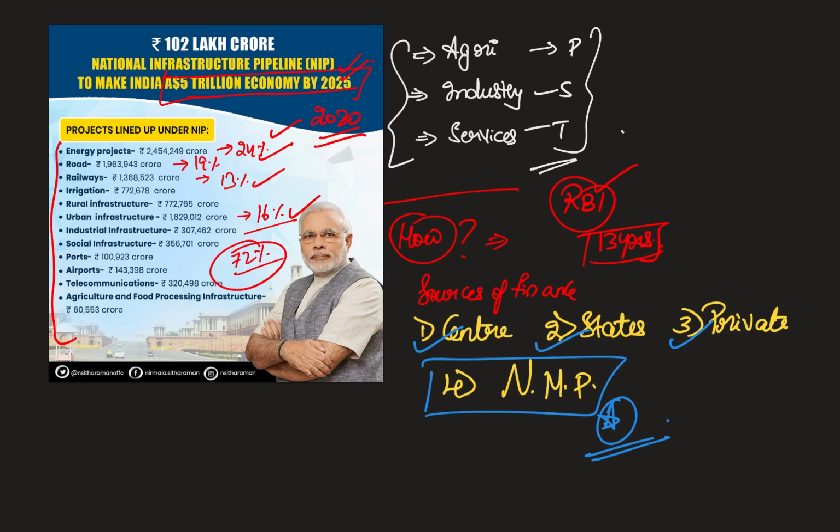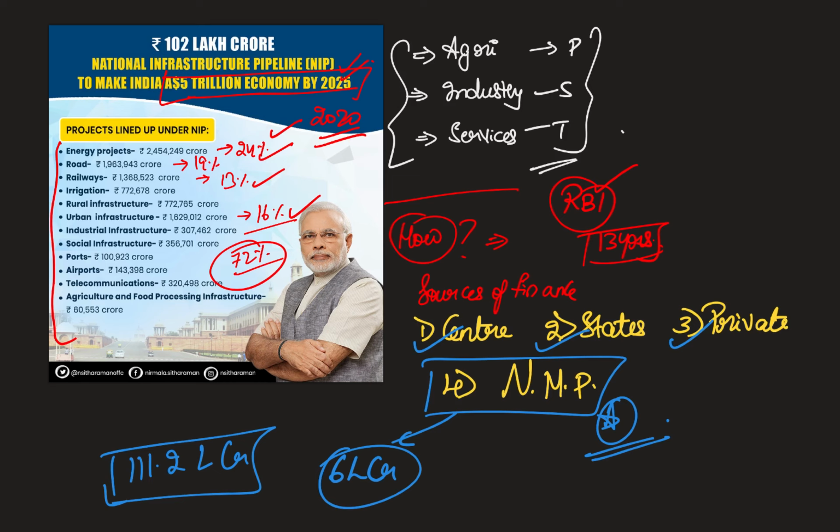Now, as far as this NIP, that is the National Infrastructure Pipeline, is concerned, the government declared that they will invest 111.2 lakh crore rupees into the infrastructure sector. And out of that, nearly 6 lakh crores would be coming from this new model called the National Monetization Pipeline. And for this, the government is creating a roadmap. Now, let us understand this concept.